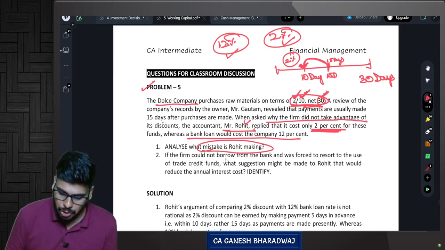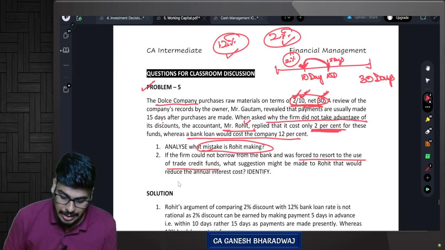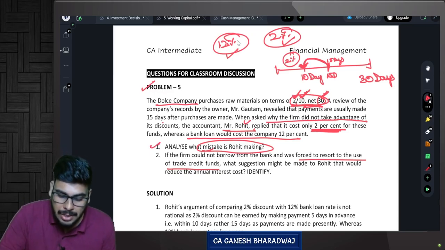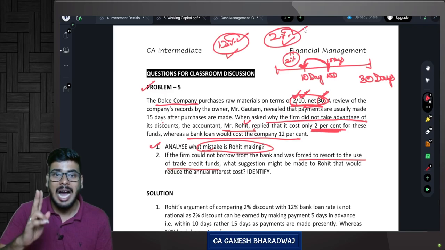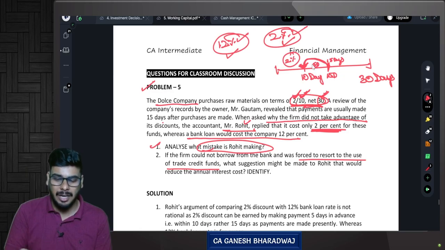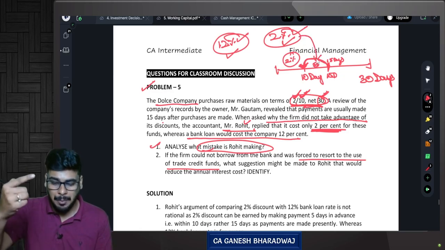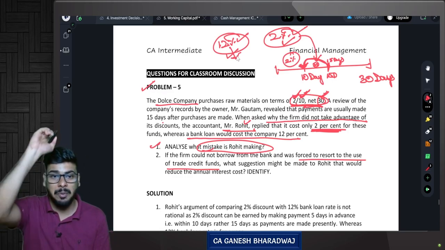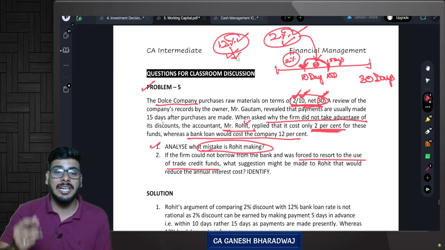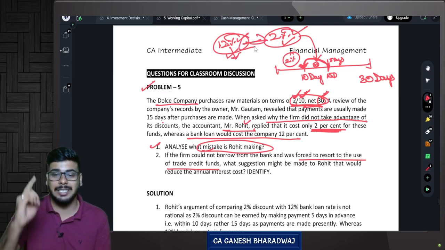Number two, if the firm could not borrow from the bank and was forced to resort to trade credit funds, then what suggestion might be made to Rohit that would reduce the annual interest cost? Now, first of all, you understand one thing. This 12% is per annum, whereas this 2%, what he is saying is, I will give you a discount of 2% provided you make the payment 5 days earlier. So technically, this 2% is pertaining to 5 days. This 12% is pertaining to 365 days. These two are not comparable as such. But the accountant has made a mistake in comparing these two rates. Are you clear with this?